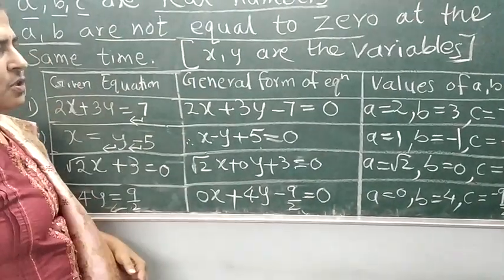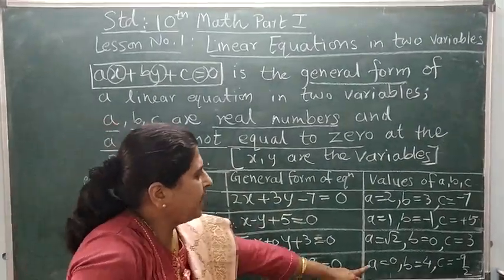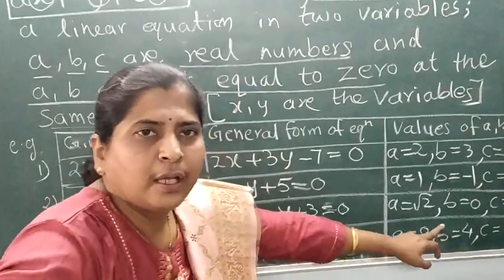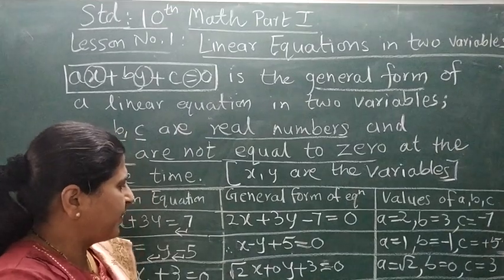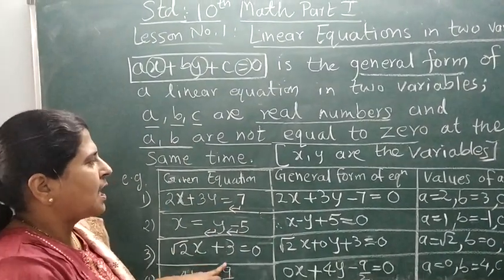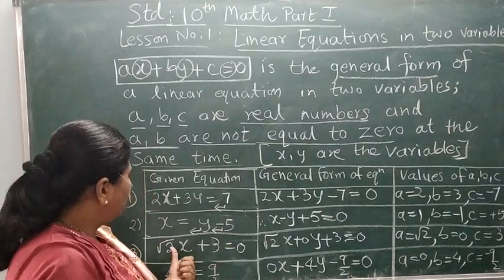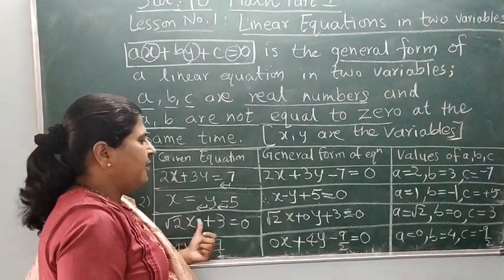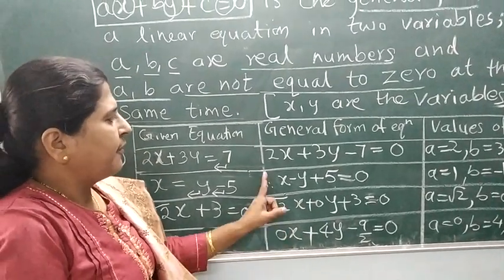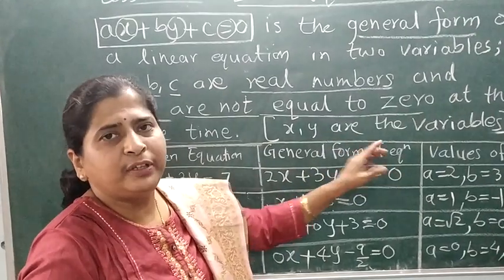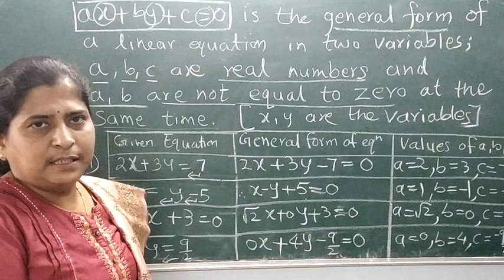So this condition is also satisfied, that a, b, c are real numbers, and a is 0 but b is not 0. That's why a and b are not equal to 0 at the same time. So all these equations are linear equations in two variables. Here, though only one variable is given, for the missing variable we can write a 0 coefficient, and we can write in the general form of a linear equation, and we can get the values of a, b, c. Thank you.